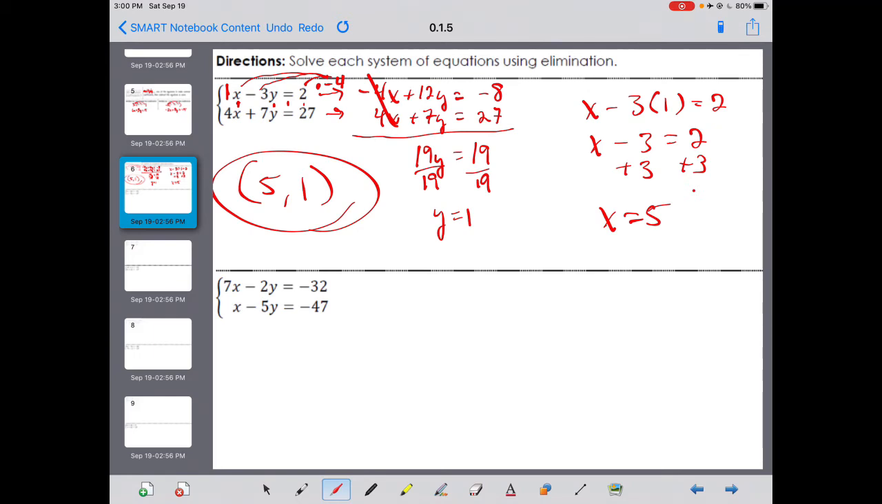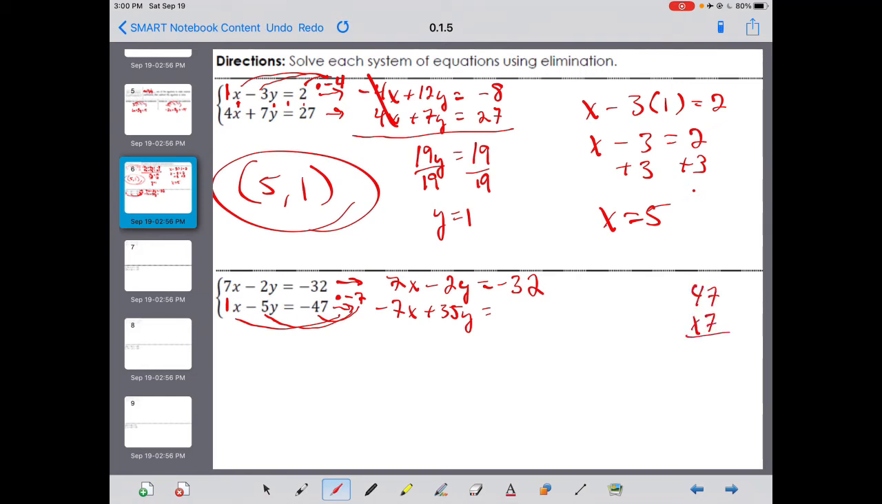None of them do. I got a 7 and a 1 on the x's, I got a 2 and a 5 on the y's. I can't multiply 2 to become a 5, but I can multiply 1 to become a 7. So I'm going to multiply, but not just by 7, but by negative 7, because I want to change the sign. So this one just comes over. 7x minus 2y equals negative 32. When I multiply over, x times negative 7 is negative 7x. Negative 5y times negative 7, negative times negative is positive, 5 and 7 is 35y, equals negative 47 times negative 7, which is positive.